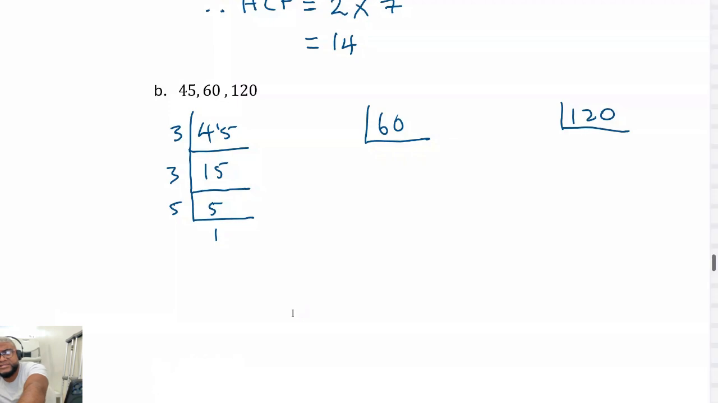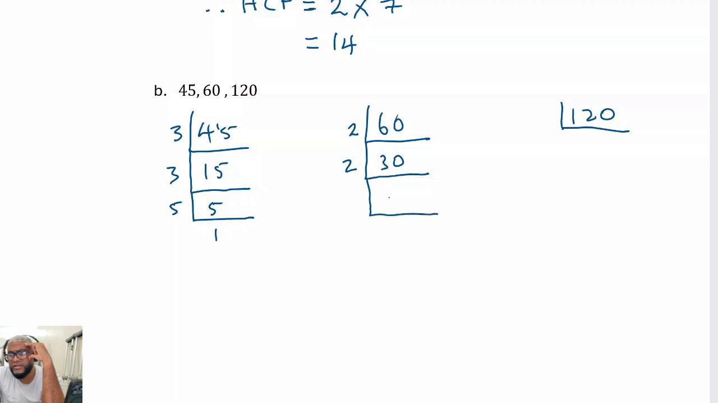Let's go to Francis. Francis, 60. What's the first prime number you use in here for 60? Right, so 2 into 60 would be? 30. And then we could use 2 again. 2 into 30 is? 15. And then we use 3. 3 into 15 is? 5. 5 into 5 is? 1.